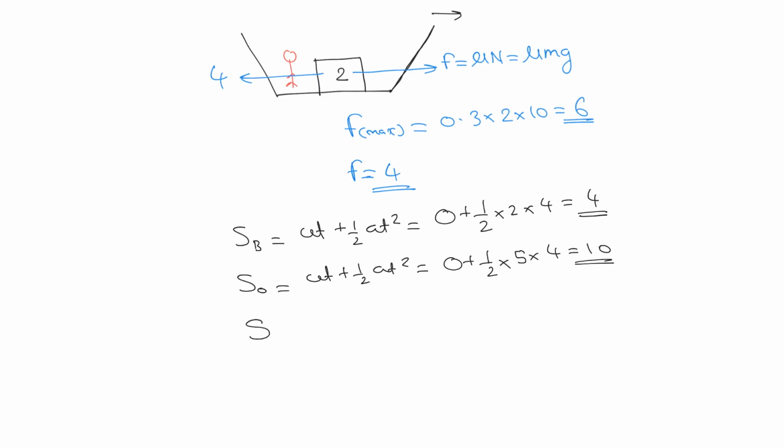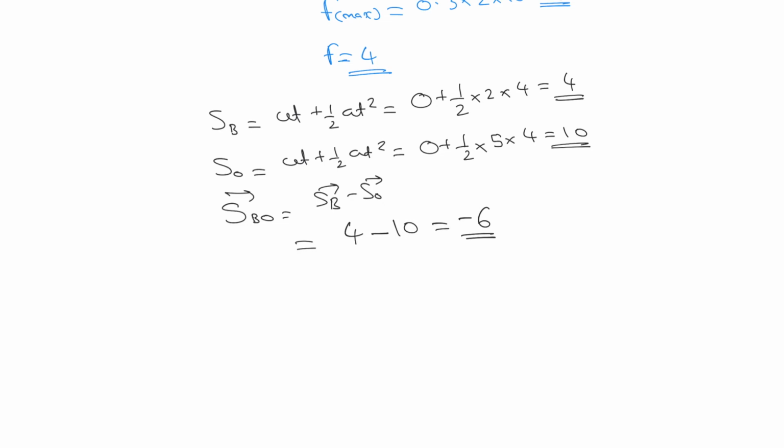So we can find out the displacement of the block with respect to the observer. That is displacement of block minus displacement of observer. Displacement of block is 4 minus displacement of observer 10. So we get the displacement of block with respect to observer as minus 6. Now, we already discussed that the frictional force acting on it is 4. So we can find out the work done, which is force into displacement. Force is basically 4 and displacement is 6 in the opposite direction. So work done will be equal to 4 into minus 6, which is equal to minus 24.